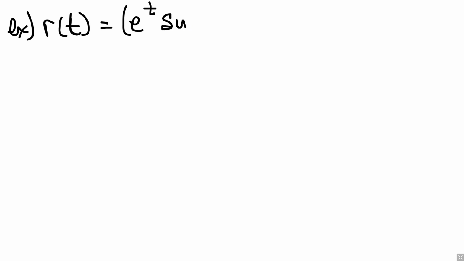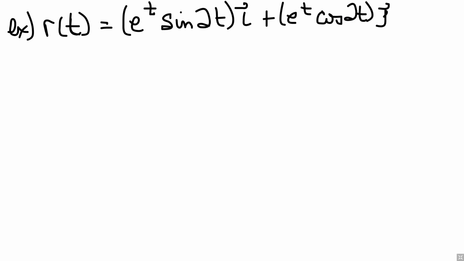We were working on an example where we had that r of t is equal to e to the t sine of 2t in the i direction plus e to the t cosine of 2t in the j direction plus 2 e to the t in the k direction, and we're told that t is equal to 0. Did we get through all the pieces of this?